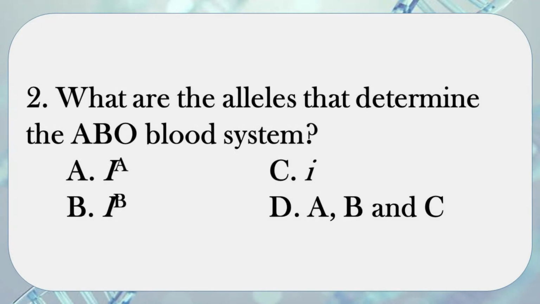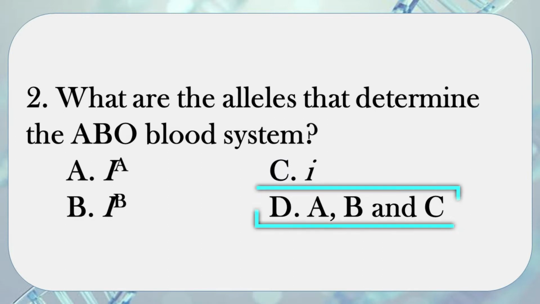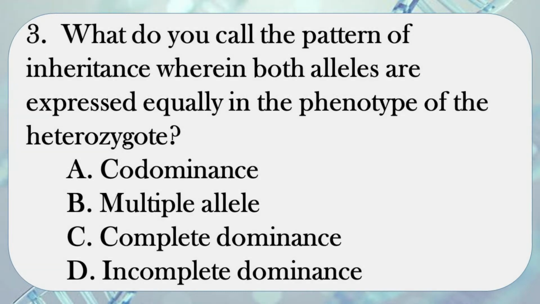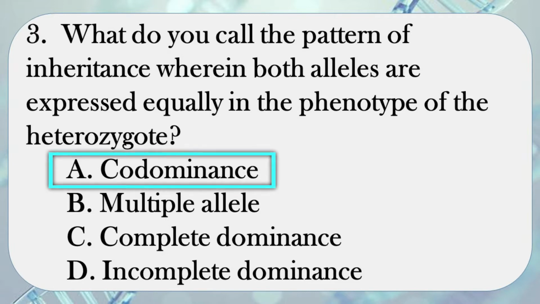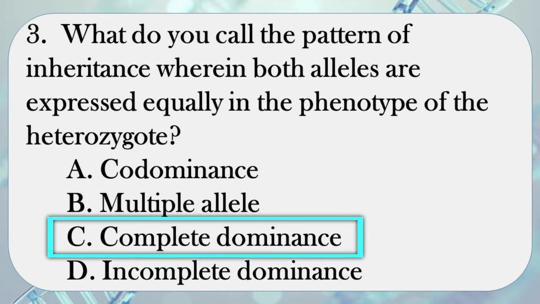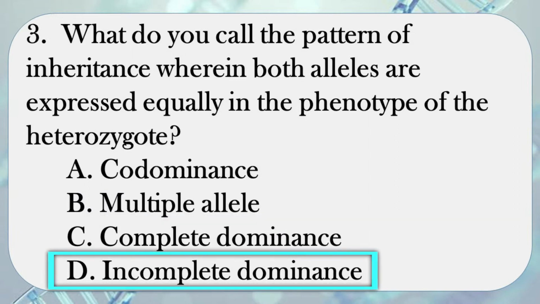Number 2. What are the alleles that determine the ABO blood system? A. IA. B. IB. C. i. D. A, B, and C. Number 3. What do you call the pattern of inheritance wherein both alleles are expressed equally in the phenotype of the heterozygote? A. Codominance. B. Multiple allele. C. Complete dominance. D. Incomplete dominance.